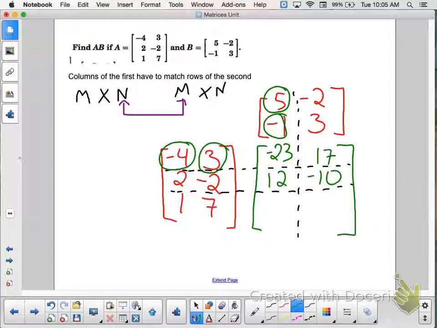And then the last one, or the last row, first column. 1 times 5 is 5. Negative 1 times 7 is negative 7. So negative 2 here. And then negative 2 times 1 is negative 2 plus 7 times 3, which is 21. So we'll get 19 over here.